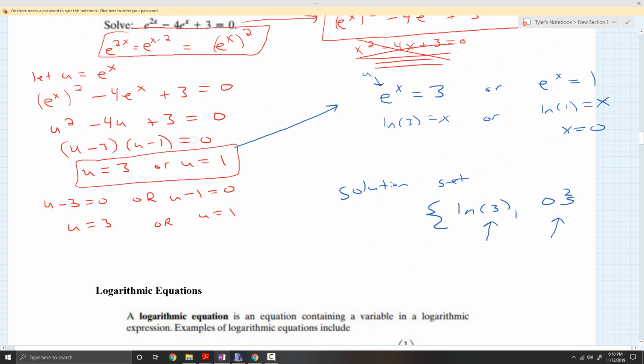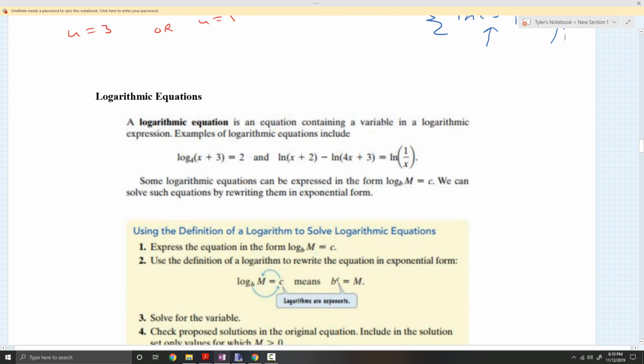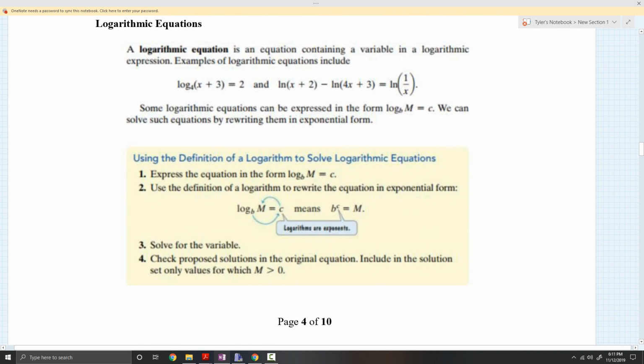All right, so far we've been looking at nothing but exponential equations. Now let's look at logarithmic equations. So we're told here that a logarithmic equation is an equation containing a variable in a logarithmic expression. And we have some examples of those, so you can look at those. Some logarithmic equations can be expressed in this form, where you have log base b of m equals c, and you can solve those by rewriting them in exponential form, and you can solve for the missing variable.